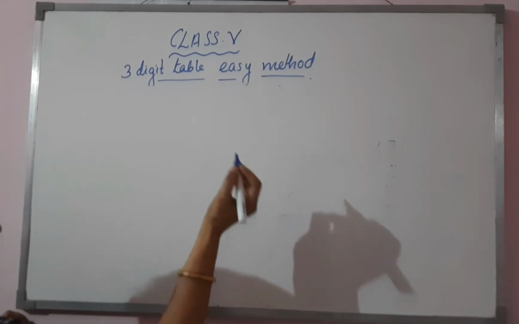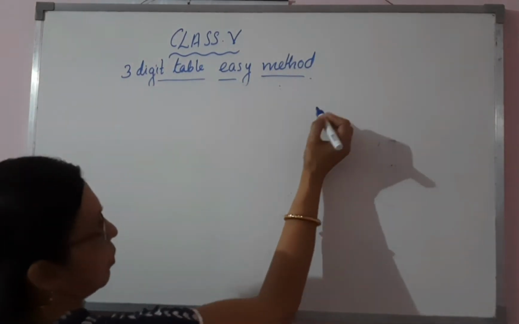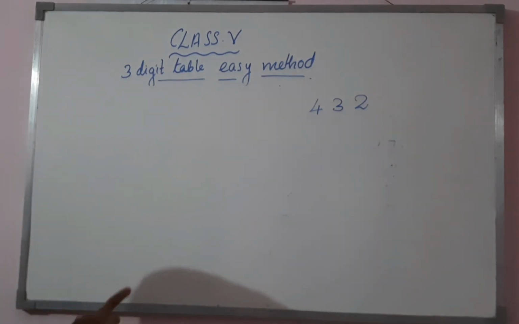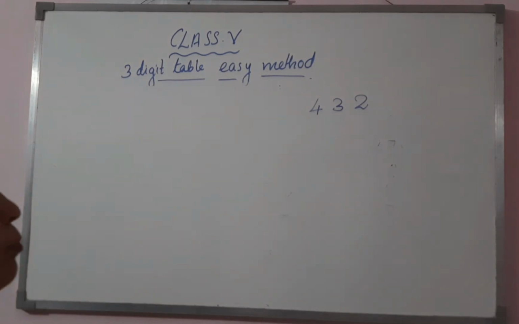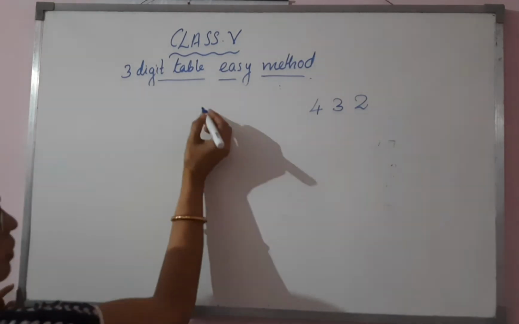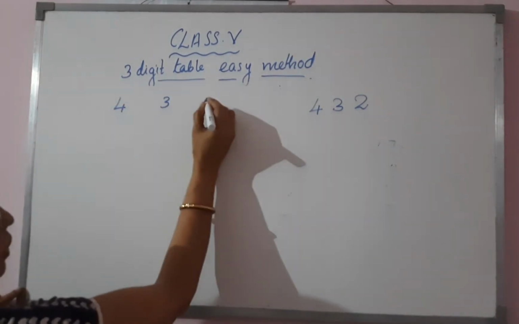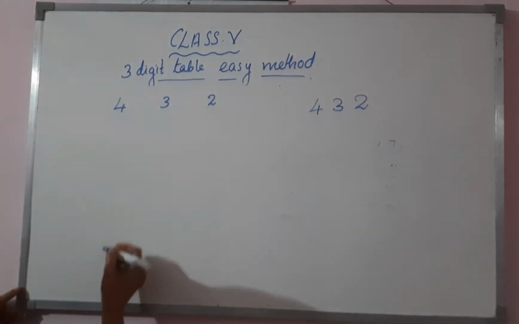So the number is one big number, 432. So we want to divide a large number by 432. For that, first we should know the table of 432. So how to write the table? What are the digits here? 4, 3 and 2. These are the digits.